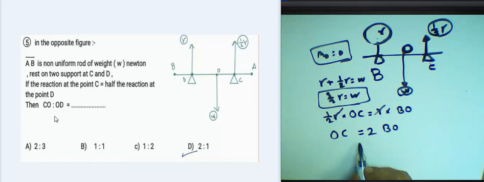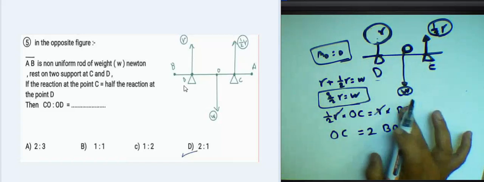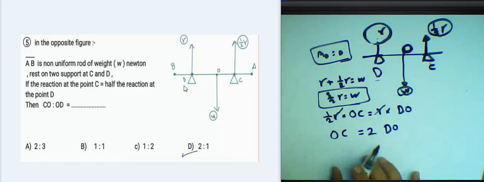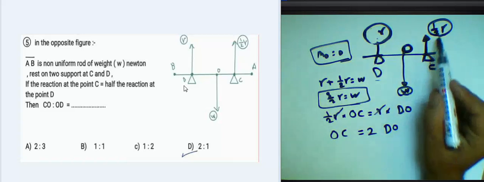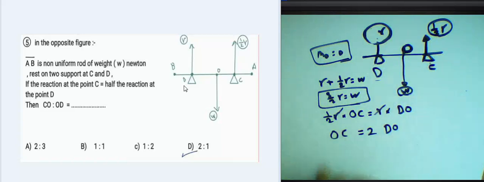You want to find the ratio between CO and OD. Understood here? Again, half R times OC equals R times DO. We can cancel R by R, then OC equals twice DO. Then the ratio between CO and OD will be 2 to 1. The ratio would be 2 to 1. Understood?